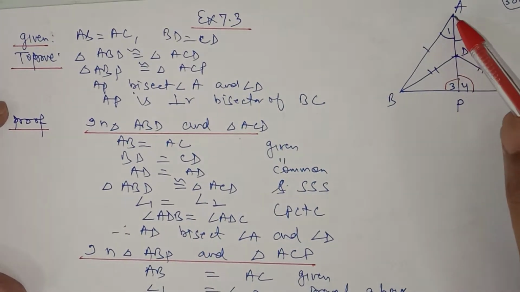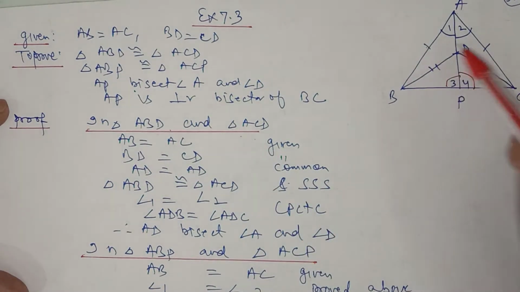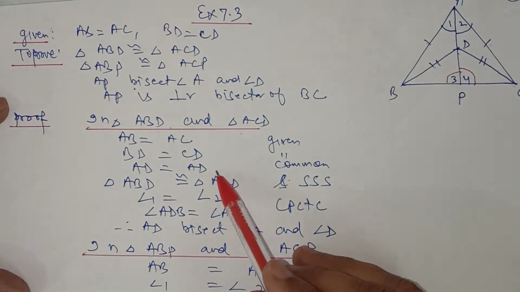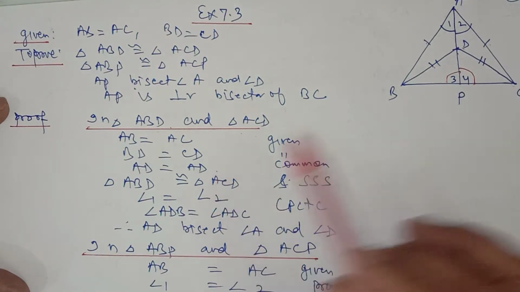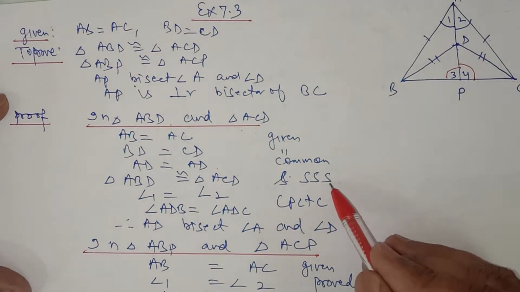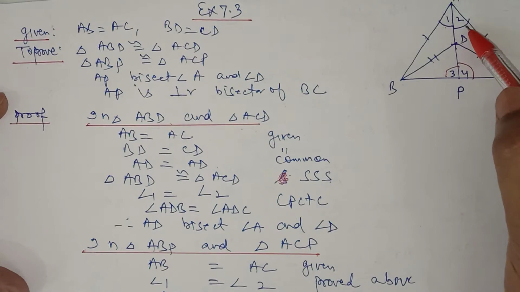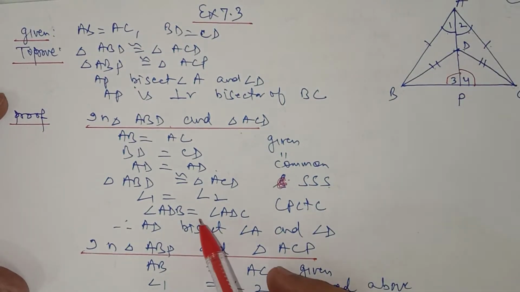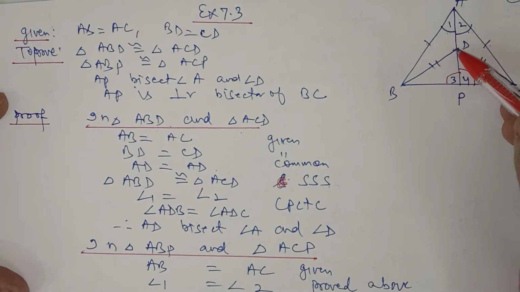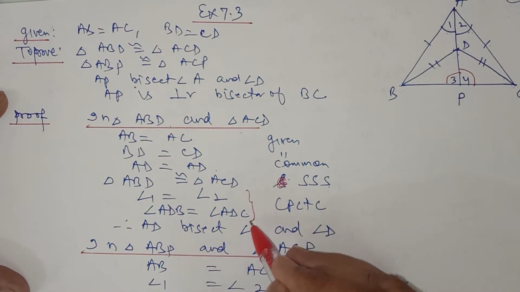So first of all, in triangles ABD and ACD, in these two triangles, AB is equal to AC, BD is equal to DC, and AD is common in both the triangles. So we can say that ABD is congruent to triangle ACD by the SSS congruence rule. Now we can say that angle 1 is equal to angle 2, corresponding parts of congruent triangles are congruent, and angle ADB is equal to ADC, corresponding parts of congruent triangles are congruent for both.